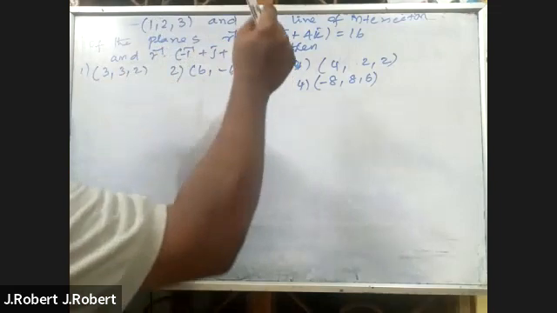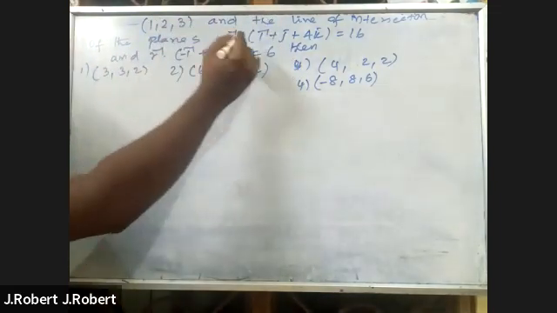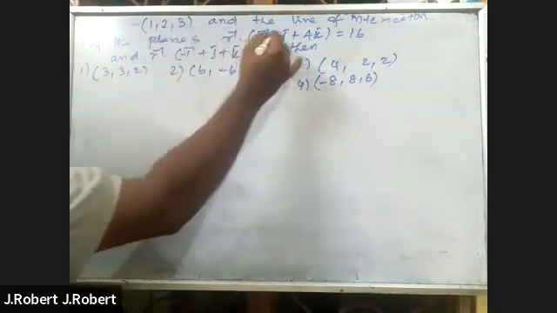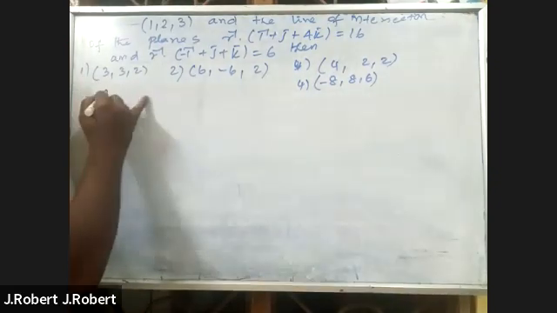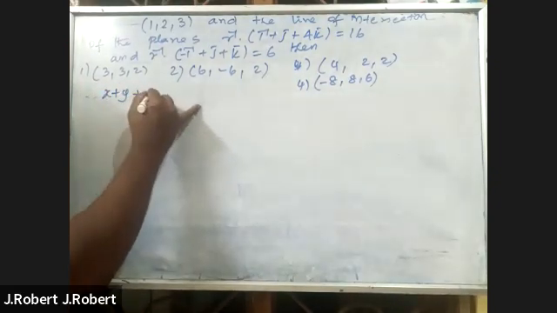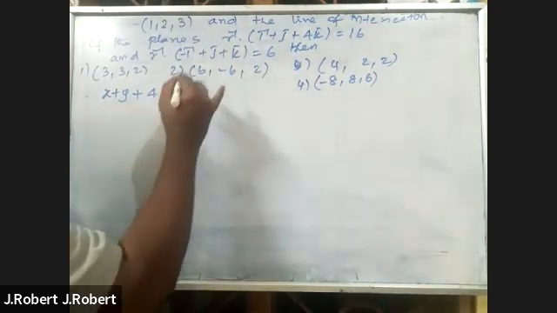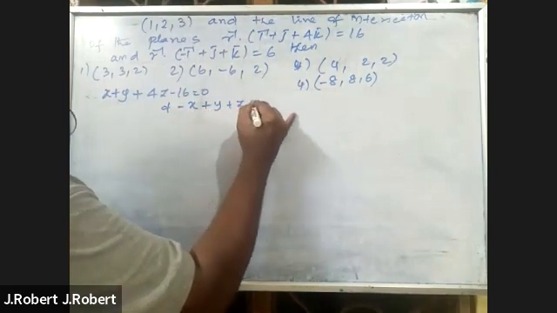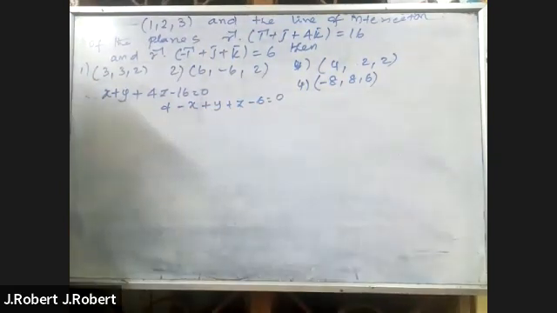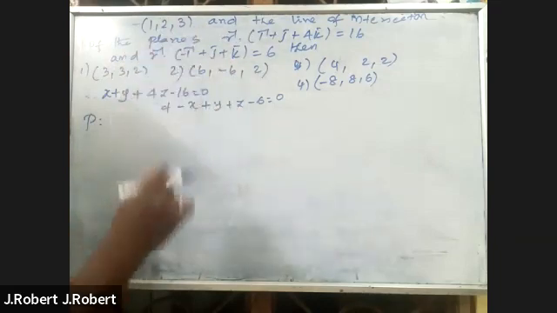Here, the planes are given in vector equation form. Now convert into Cartesian equation. 1, minus 1, 4 are the direction ratios. You can write this as x minus y plus 4z minus 16 equal to 0, and the second plane as minus x plus y plus z minus 6 equal to 0. Now I can write the plane P as the plane passing through the line of intersection.